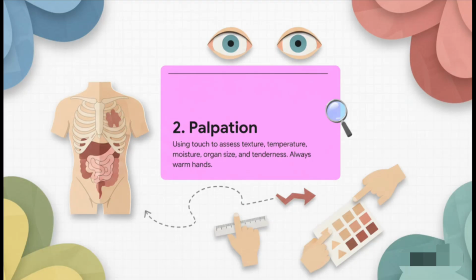With your hands, you can assess everything from skin texture and temperature to organ size and tenderness. Two really crucial tips here. One, always warm your hands first for your patient's comfort. And two, always palpate any areas you know are tender last. This prevents the patient from tensing up, which would make the rest of your exam way less accurate.